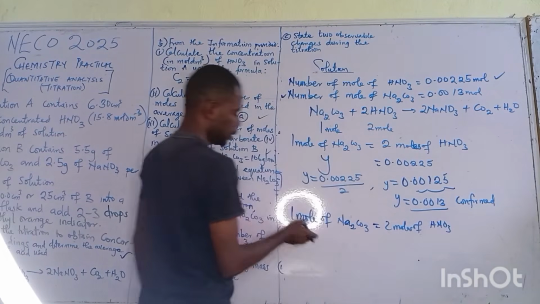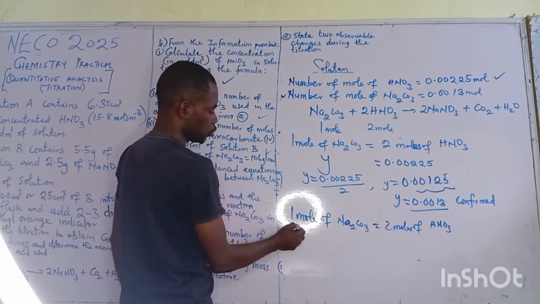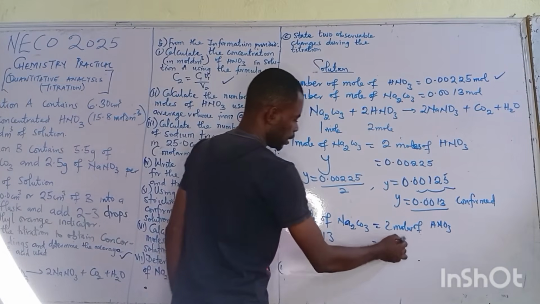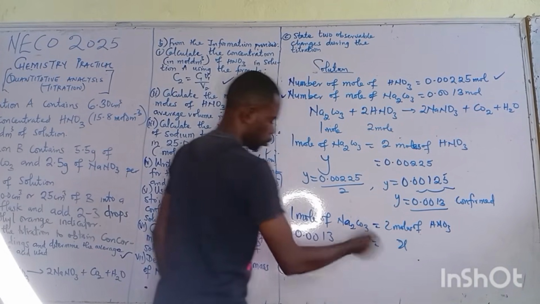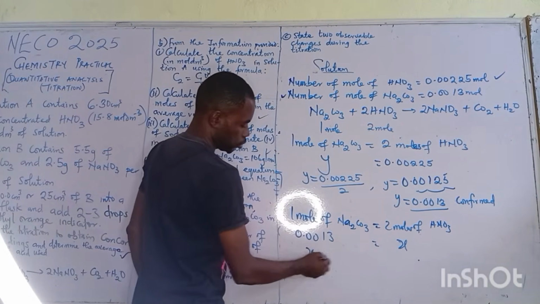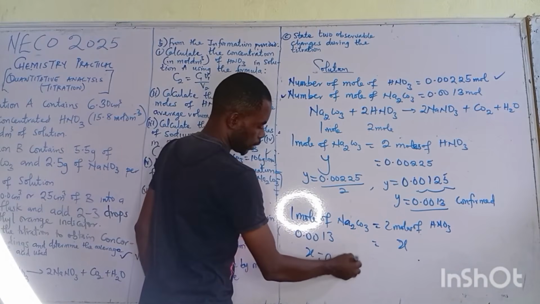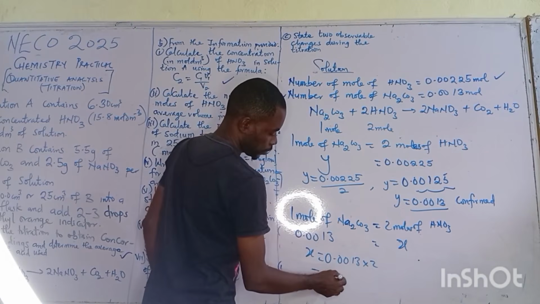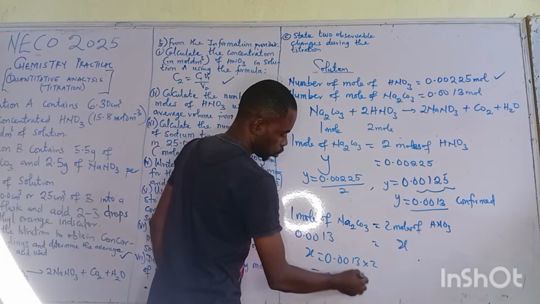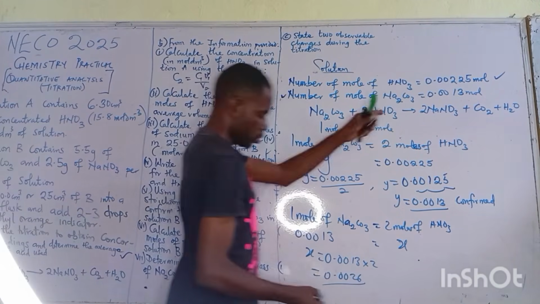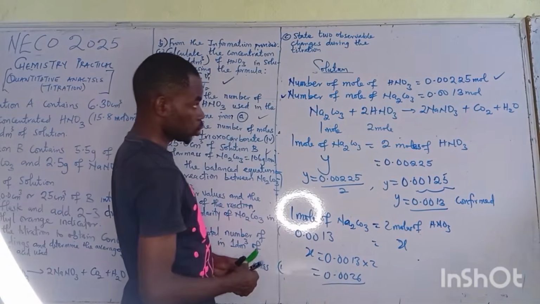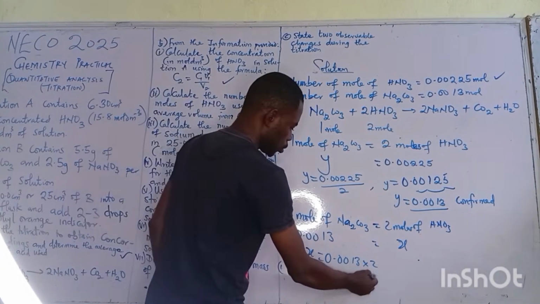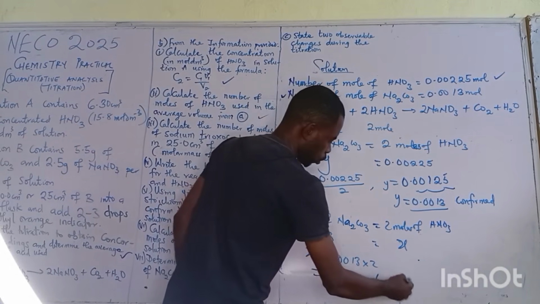So this time around, we have been given, let's say we want to use this 0.0013. It will give me, let's say this one is S. Cross multiply again, S equals 0.0013 times 2, and that's 0.0026. Very close as well. Something close, because I approximated. So that's it, this is also confirmed.